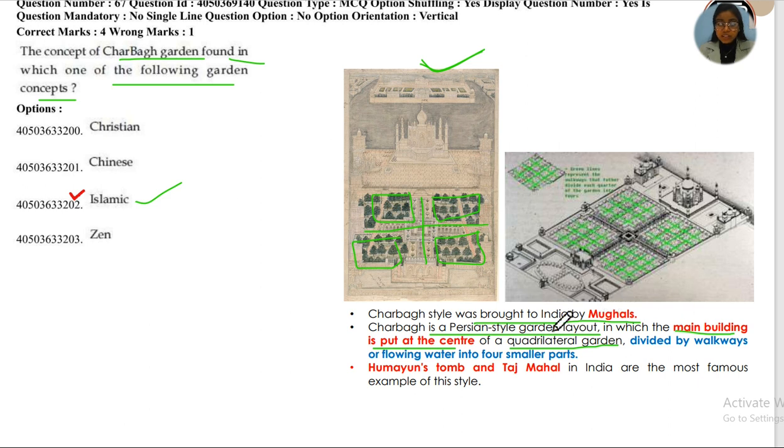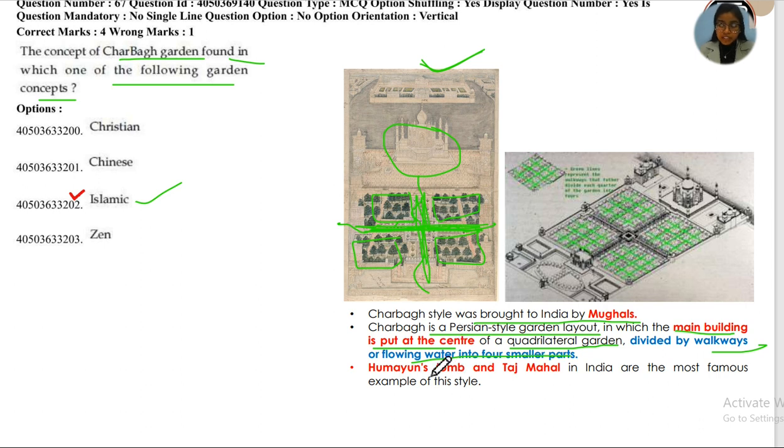divided by walkways. As you can see, the building is put at the center, and it is divided by the walkways. It means that in the central space you will have walkways or flowing water into the four smaller parts. Also, water is flowing throughout these four smaller parts. Fine, and side by side you have your walkways. So this is the style of the Char Bagh garden.